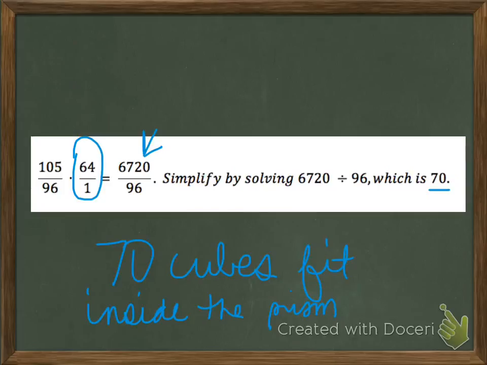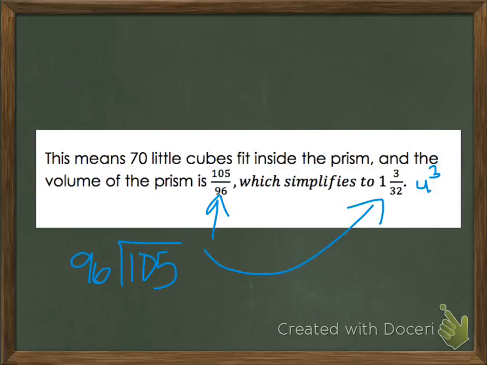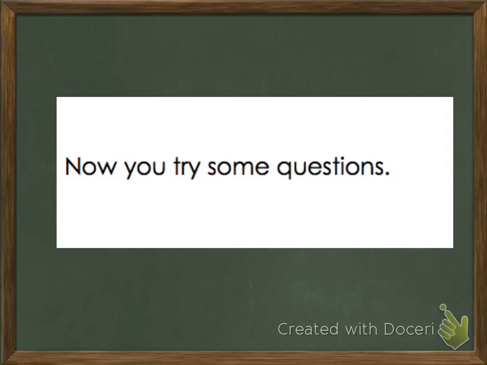This gives me 6,720 over 96, which can be simplified all the way down to 70. This means that 70 little cubes fit inside the prism, and the volume of the prism, which originally was 105 over 96, can be simplified to 1 3/32 units cubed.